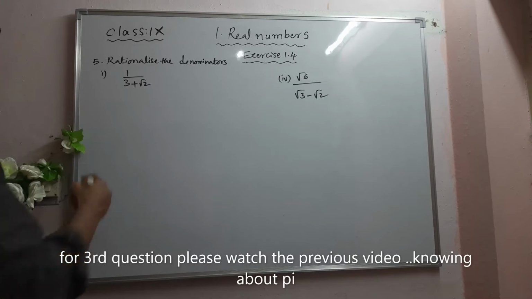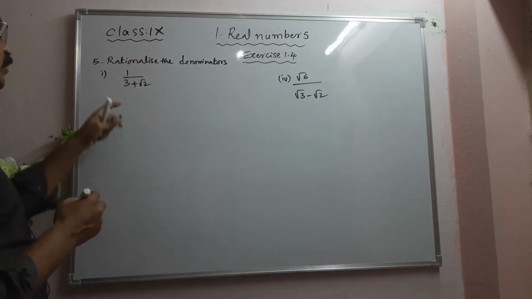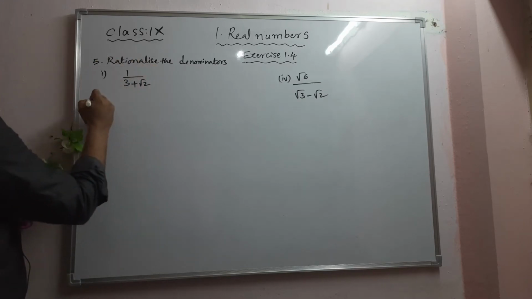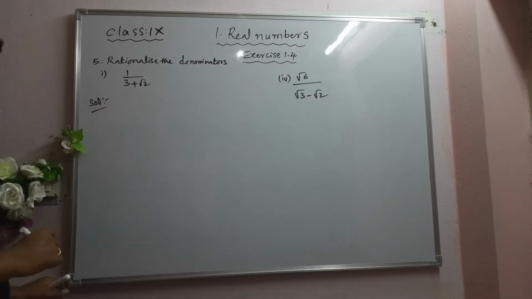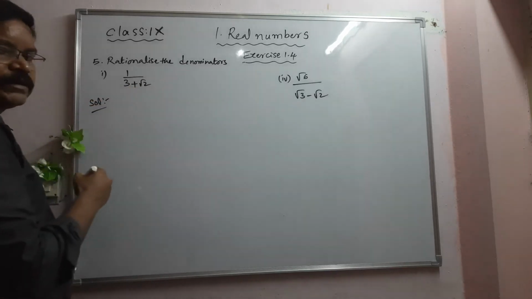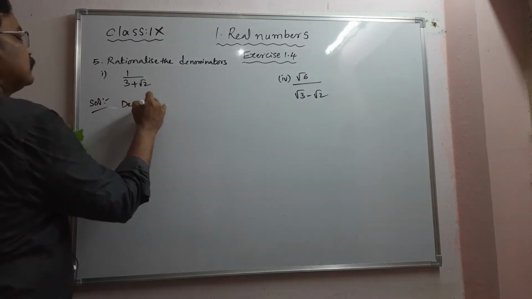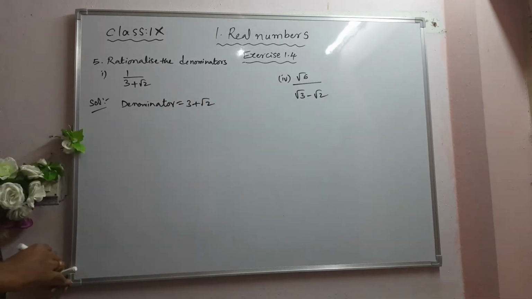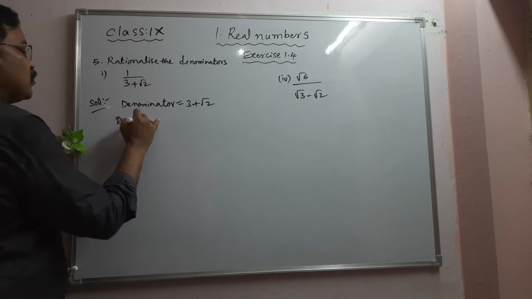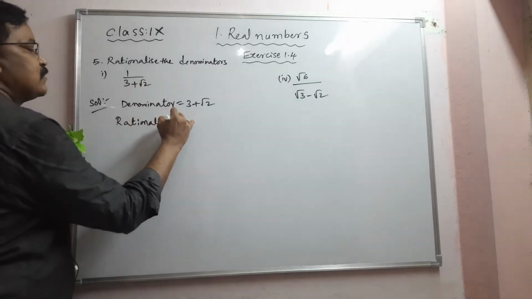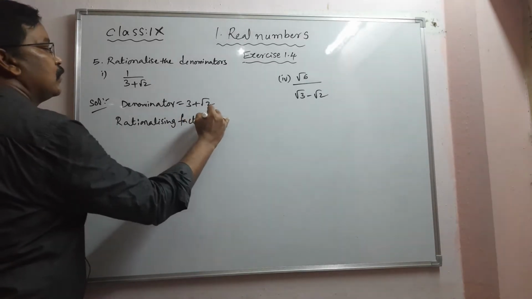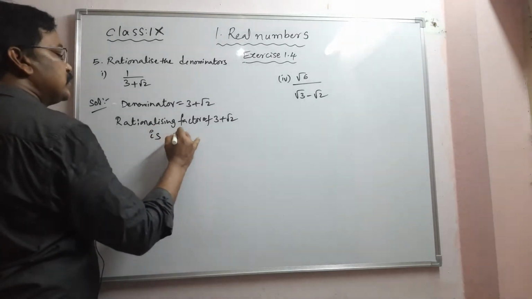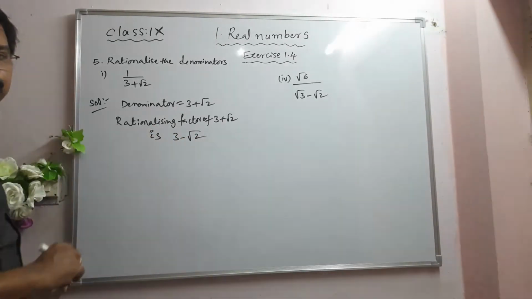Question, fifth set. The first question is, rationalize the denominator of 1 by 3 plus root 2. So the numerator here is 1 and the denominator is 3 plus root 2. Right. Here, take the denominator. What is the denominator? Denominator is equal to 3 plus root 2. So, what is the rationalizing factor of 3 plus root 2? The rationalizing factor of 3 plus root 2 is 3 minus root 2.